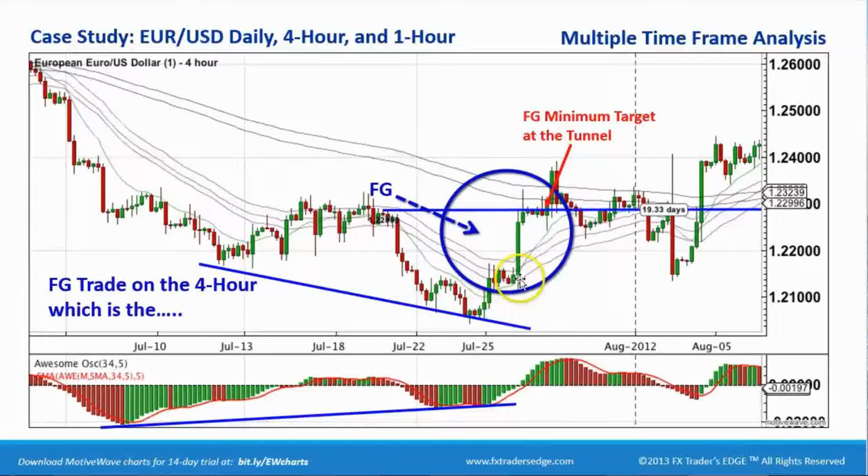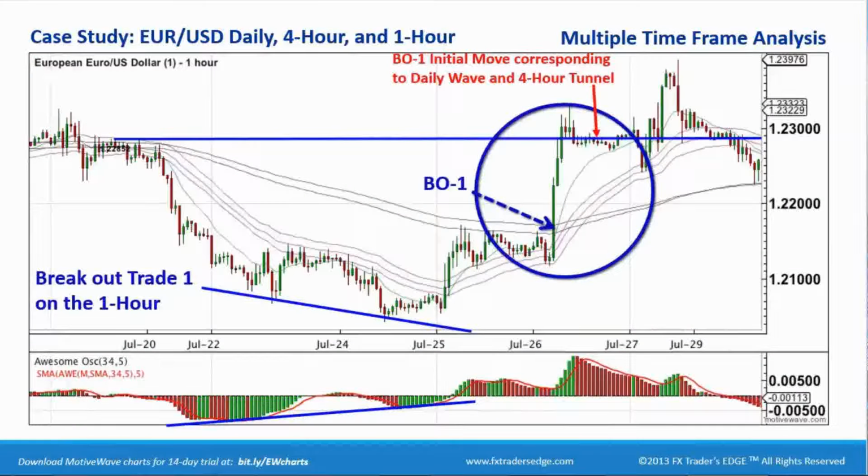Look for a reversal candlestick pattern. Notice the PW trade on the daily chart, which is the fill the gap trade on this 4-hour chart, which is the breakout trade 1 on the 1-hour chart. When these three time frames line up like this, the setup is remarkable. This is the ideal setup for taking risk.